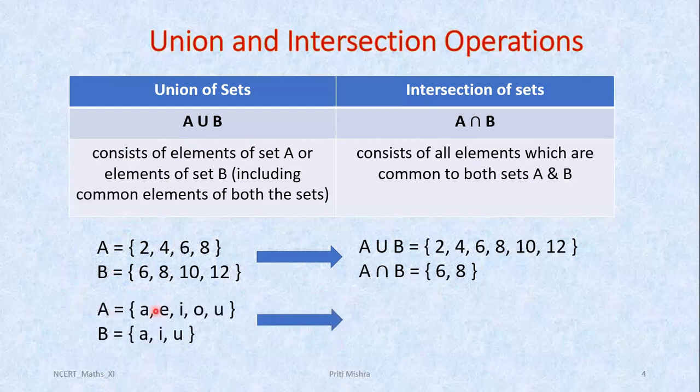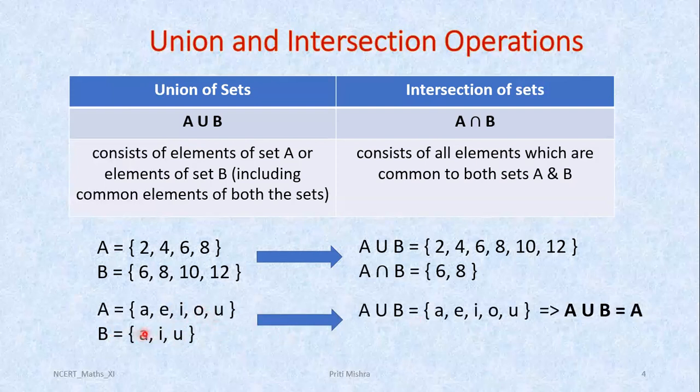Let's have another example. If I have a set A = {A, E, I, O, U}, and B is a set {A, I, U}, and you have to write down A union B. So you have to write down all the elements of set A, all the elements which are common to these two sets, and the elements of set B.